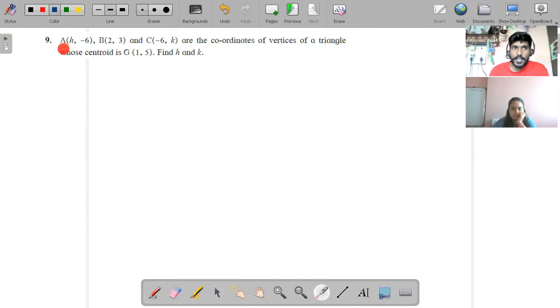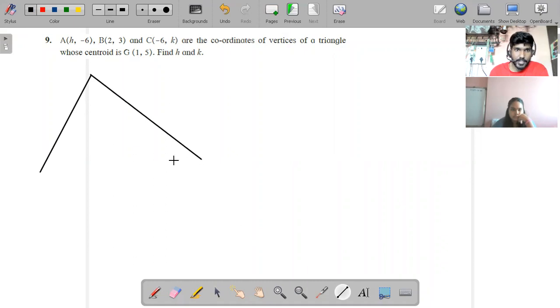See, in the ninth one, A, coordinate of A is h comma minus 6, B with coordinates 2 comma 3, and C with coordinates minus 6 comma k. These are the coordinates of vertices of a triangle, and this triangle has a centroid G, and the coordinates of the centroid is given to you, which is 1 comma 5. You have to find out the value of h and k. You just try to understand this with the help of this diagram.